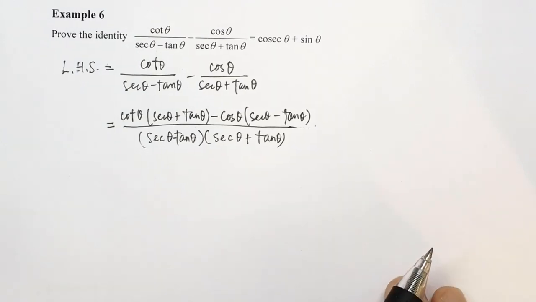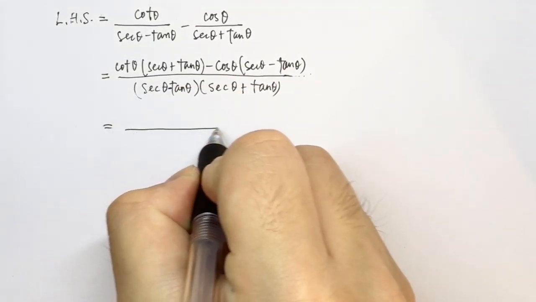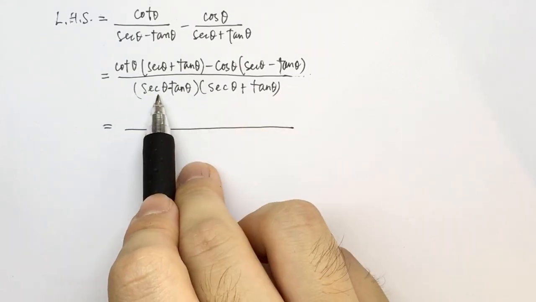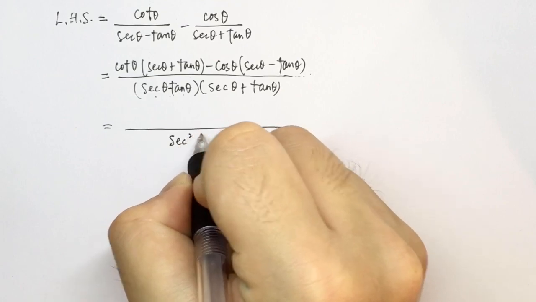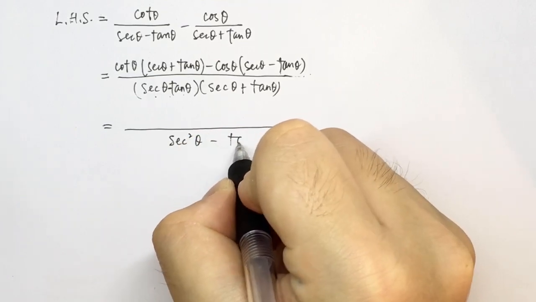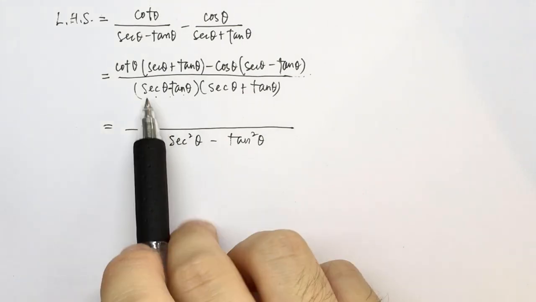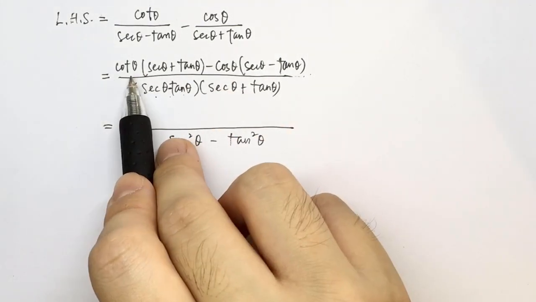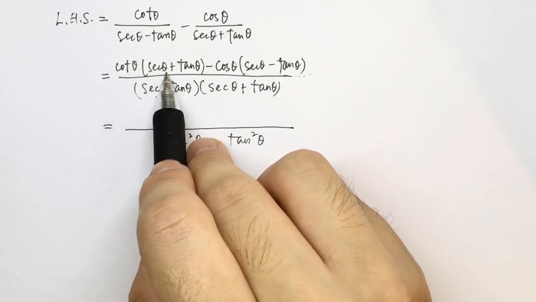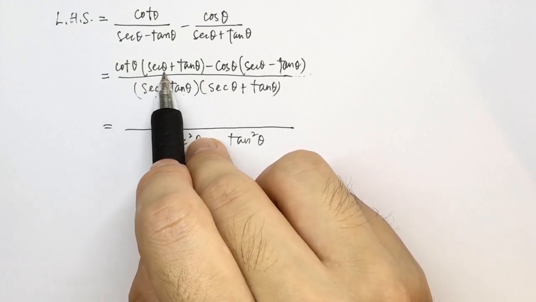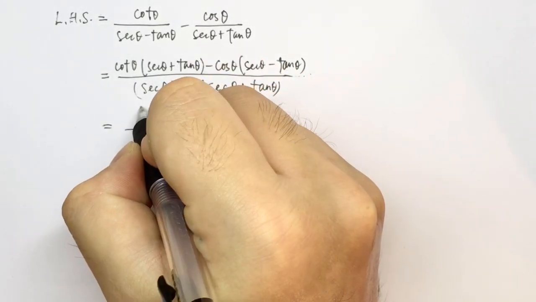Okay. Then we remove the bracket like this. For the denominator, we know that it's of the type a minus b times a plus b. A squared minus b squared. And then we remove the bracket. We have cotangents, meaning cosine over sine, and 1 over cosine here. So the cosine is gone. So we have 1 over sine here.